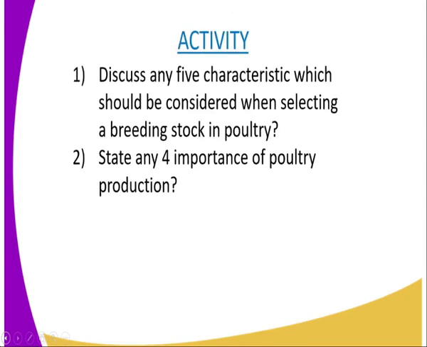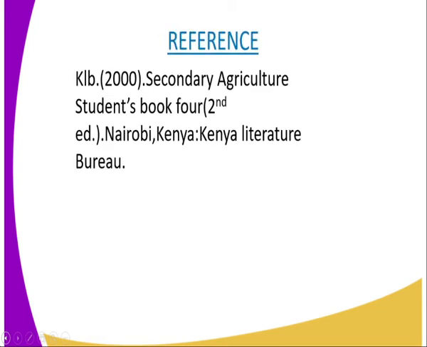Then we have come to the end of today's lesson, and I'm going to mark this lesson by giving you an assignment. The first question, discuss any five characteristics which should be considered when selecting a breeding stock in poultry. Then the second question, state any four importance of poultry production. For reference, you can refer to the Secondary Agriculture Students Book 4, and the publisher is the Kenya Literature Bureau.